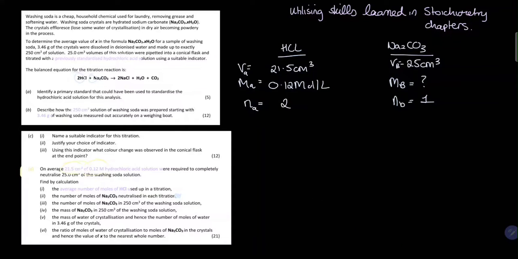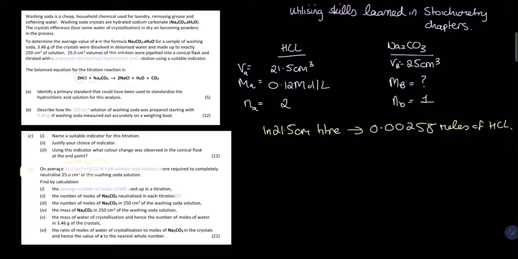In the 21.5 centimeter titer, we had 0.00258 moles of HCl. Second question is the average number of moles of the sodium carbonate neutralized in each titration. So again, it's asking for the number of moles basically in the 25 centimeters cubed of the washing soda solution that was neutralized each time.